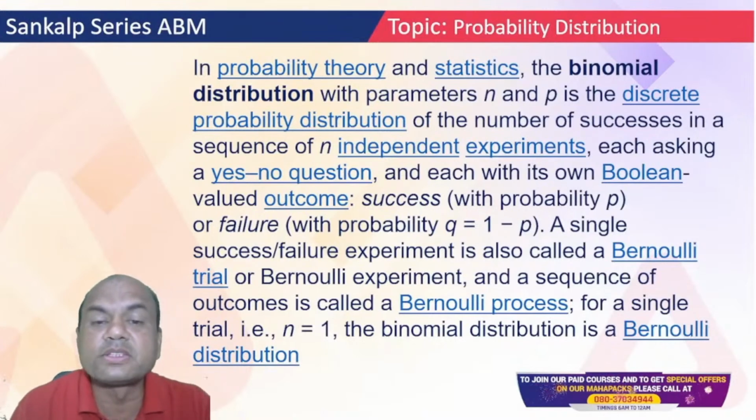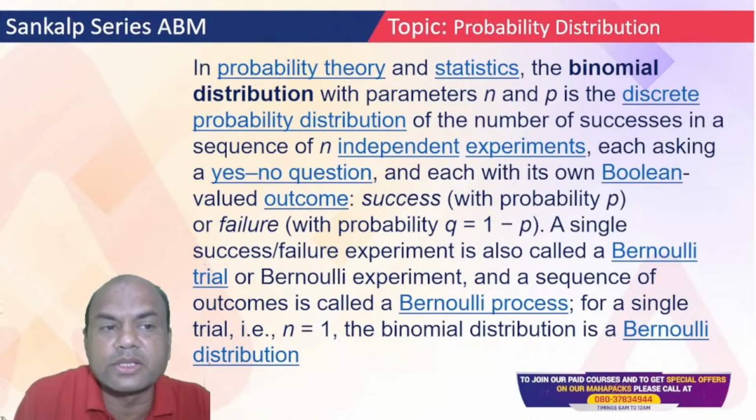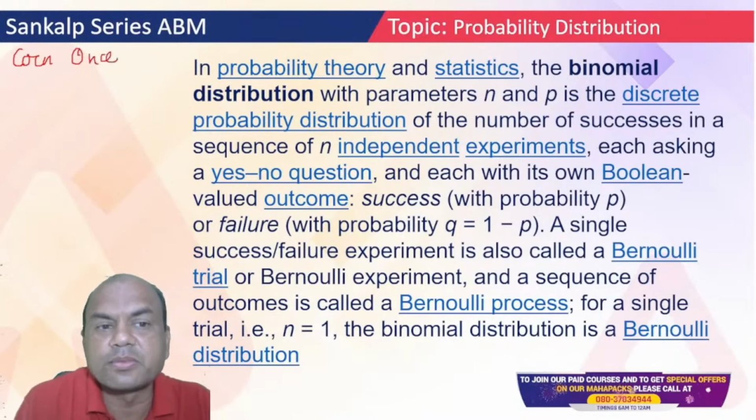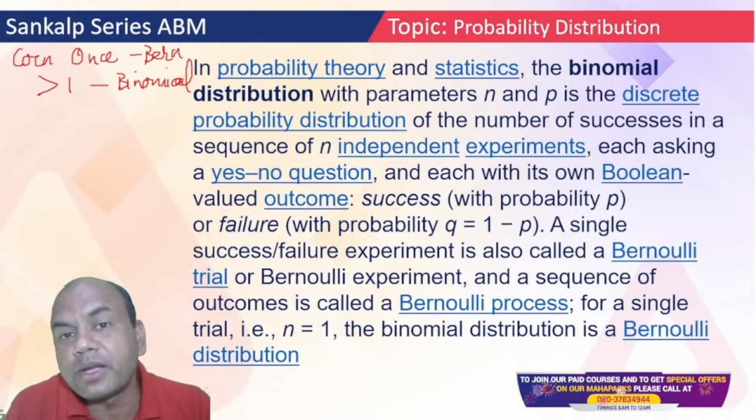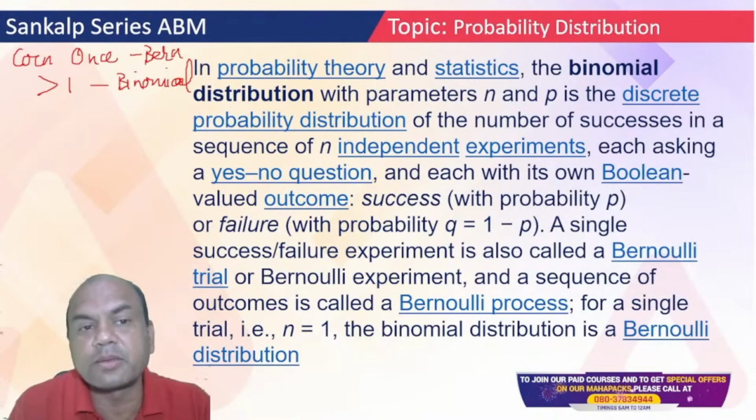Now I'll explain it in simple words. What does it mean? When I toss the coin only once, then it is Bernoulli. When I toss it more than once, greater than 1, then it becomes binomial. So basically the logic is, if I go on repeating the Bernoulli distribution, I'll get binomial. I'll go on repeating it for n number of times. So that is the basic logic.